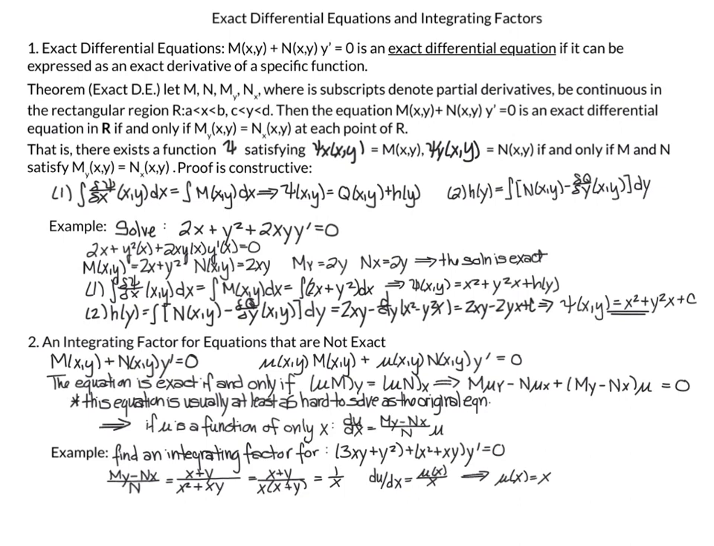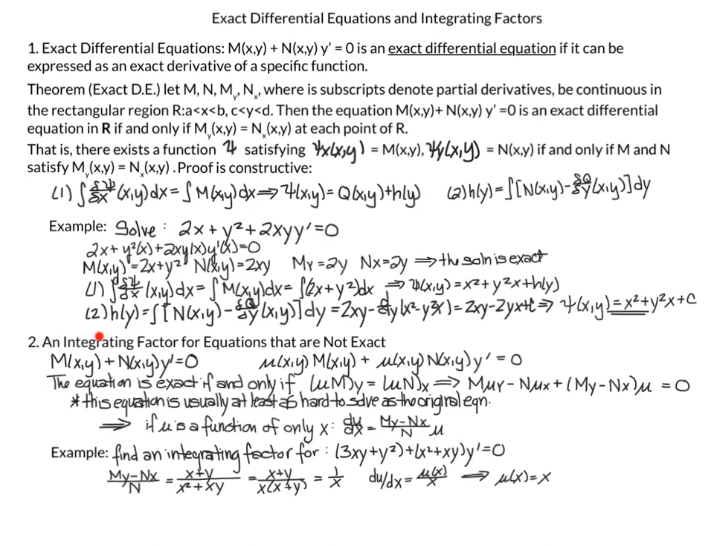To review what we've done, we looked at exact differential equations, which meant M(x,y) plus N(x,y) y prime equals 0. This equation was an exact derivative of a specific function, which we called psi. We had this theorem that said that this equation would be exact if the partial derivative of M with respect to y is equal to the partial derivative of N with respect to x. We did a proof which gave us this two-step process in constructing psi. And we did some examples.